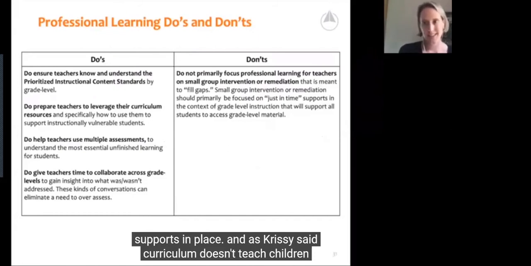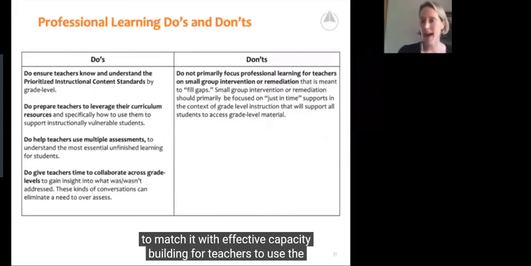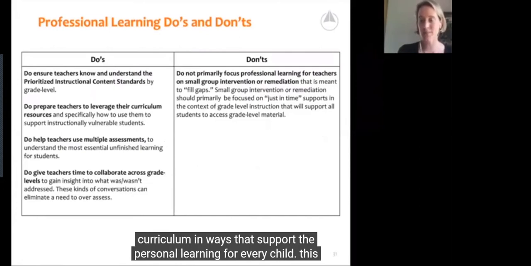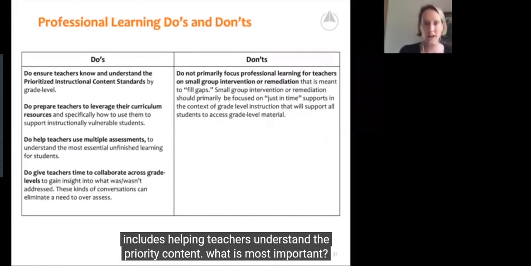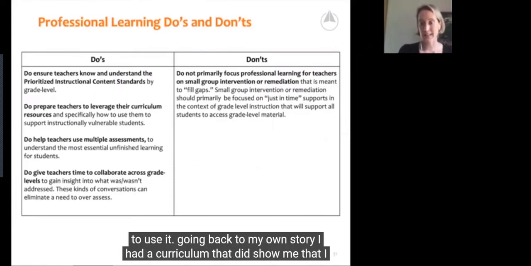And as Chrissy said, curriculum doesn't teach children, teachers teach children. And so while curriculum can be that backbone, we need to match it with effective capacity building for teachers to use the curriculum in ways that support the personal learning for every child. This includes helping teachers understand the priority content, what is most important. This includes helping teachers understand their curriculum and know how to use it.